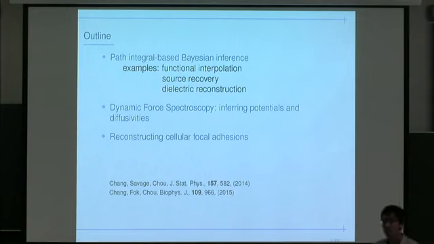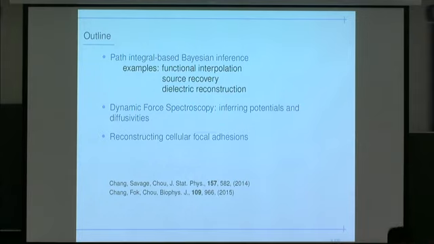This is using an AFM or an optical trap to pull bonds apart and trying to infer the bond potential, the effective bond potential, or the potential of mean force, if you will. And also the diffusivity, and I'll show that you have to do these two together often for things that make sense. And then if there's time, I want to tell you a little bit about what we're struggling with now, trying to reconstruct locations of cellular focal adhesions on substrates. Okay, so let me get started.